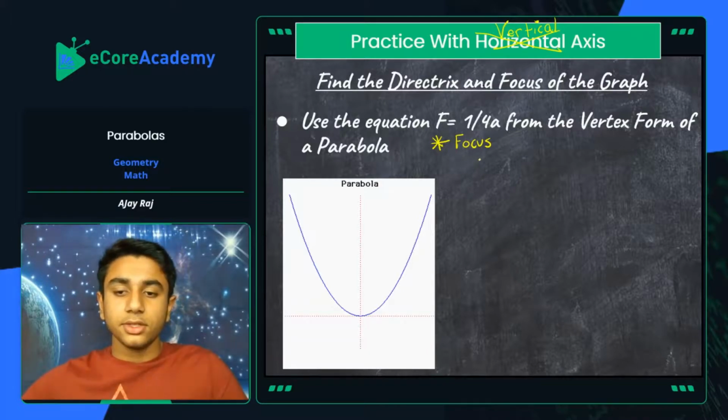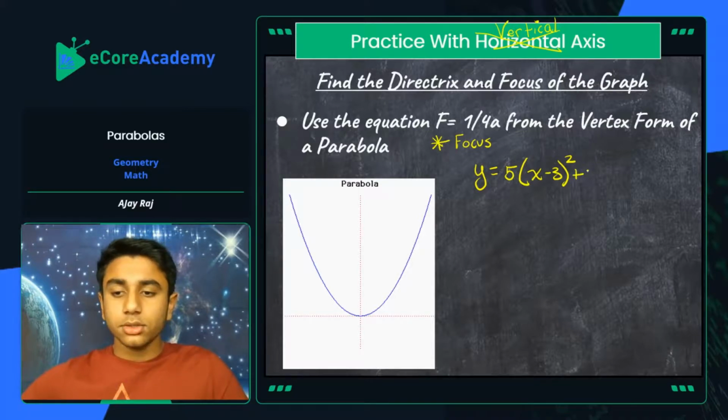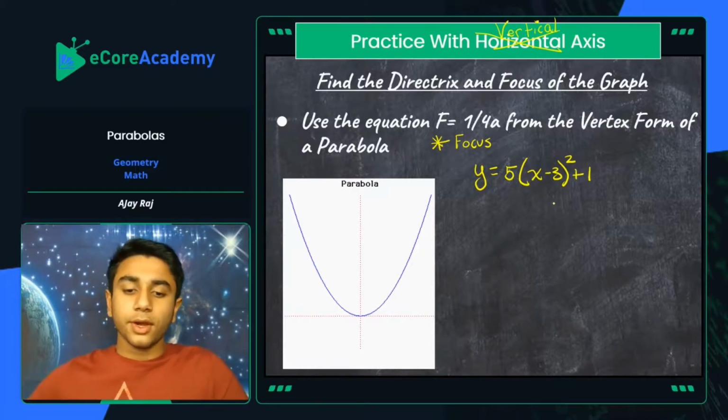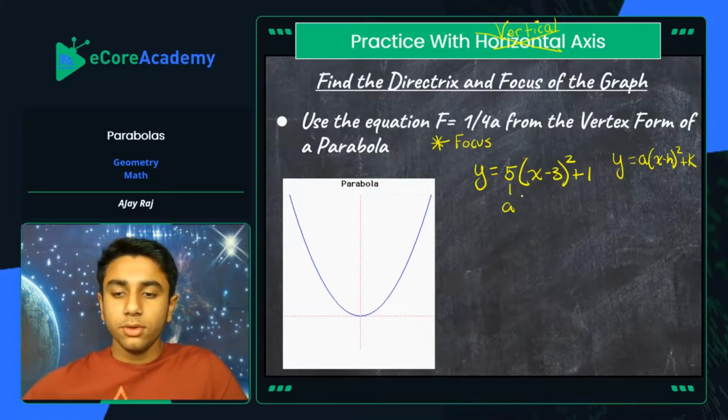So let's say that f of x, or let's just put it in terms of y, y equals 5 times x minus 3 squared plus 1. So that's our value right there. Basically that means that this is our vertex form equation. It's in the form of y equals a times x minus h squared plus k. So this is going to be our a value, this is our h value, and this is our k value.